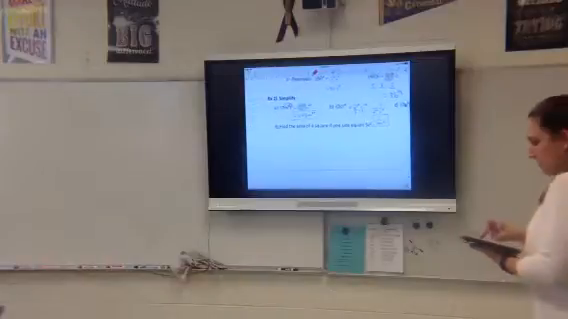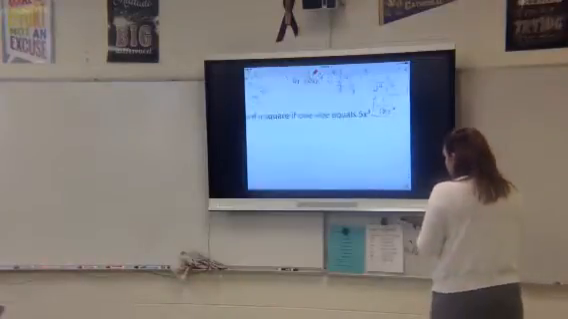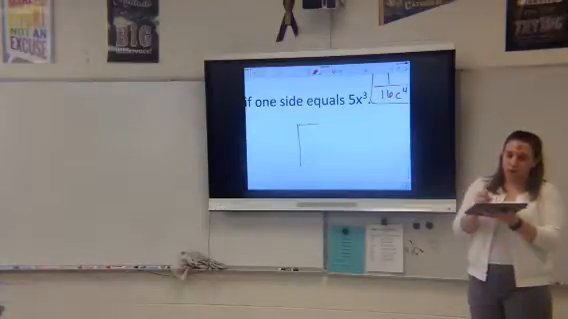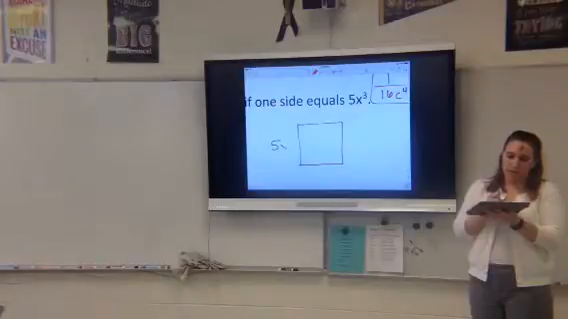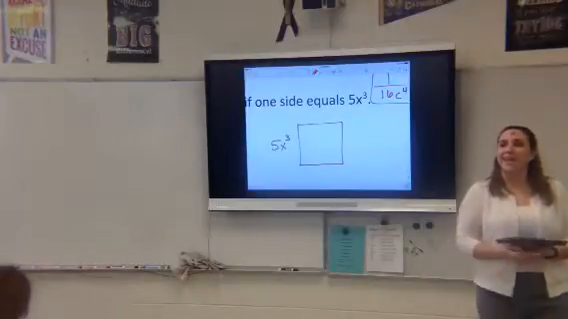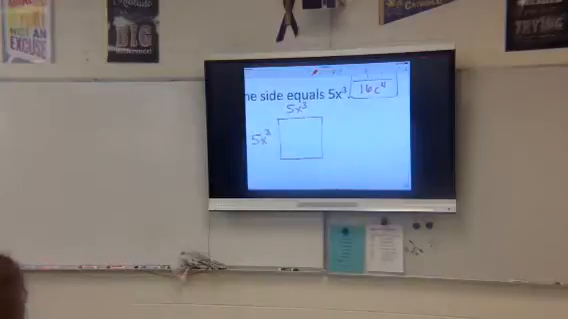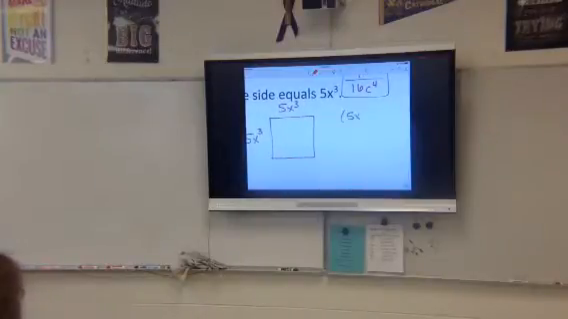It says, find the area of a square if one side equals 5x to the 3rd. Okay? So, you have to draw a square out. Draw your square out. And it tells you that one side is 5x to the 3rd. How do we find the area? Ben? Length times width. Okay, so I've got a length. What's my width going to be technically here? 5x to the 3rd. Yeah, it's the same thing, right? So 5x to the 3rd. So I have got 5x to the 3rd times 5x to the 3rd.